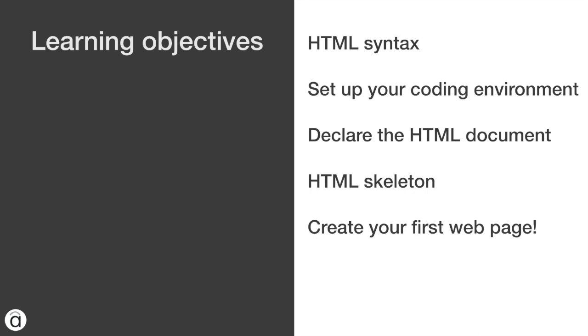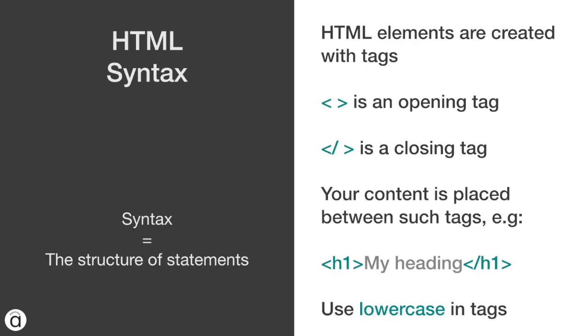In this one, the learning objectives, we're going to look at HTML syntax. That's how to write HTML. We're going to set up your coding environment, and then we'll have a look at how to declare an HTML document to the internet browser for the user. Have a look at the skeleton HTML, and we'll create your first web page. So that's really exciting, isn't it? So let's crack on.